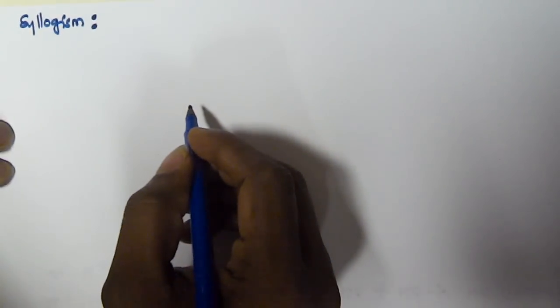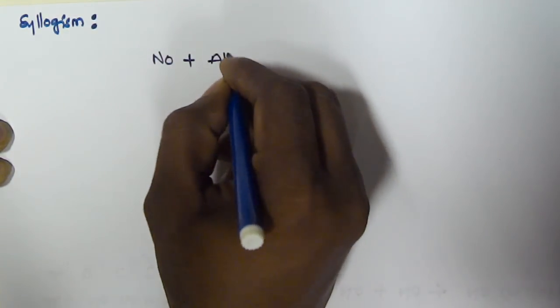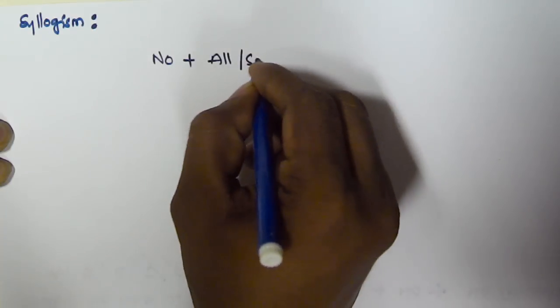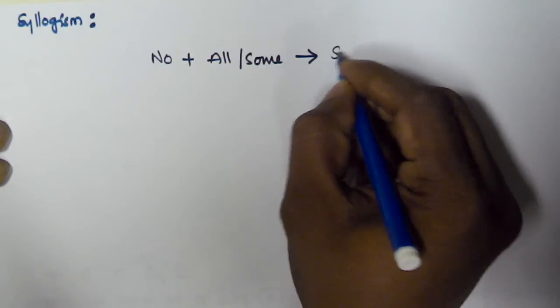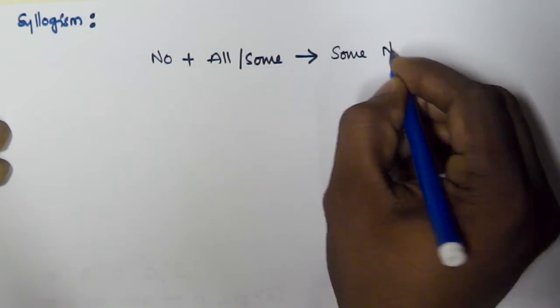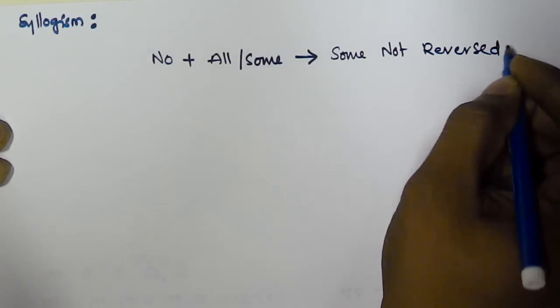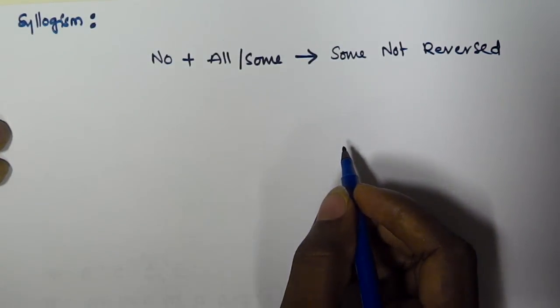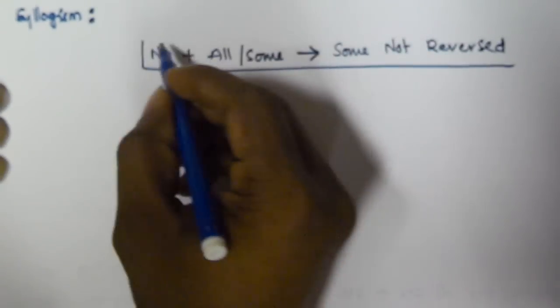Hello friends, in this video we will see another rule to solve the syllogism related problem. The rule is: no plus all or some will give some not reversed. I will show you how to use this rule in solving the syllogism related problems.